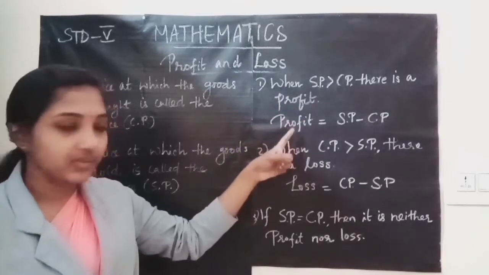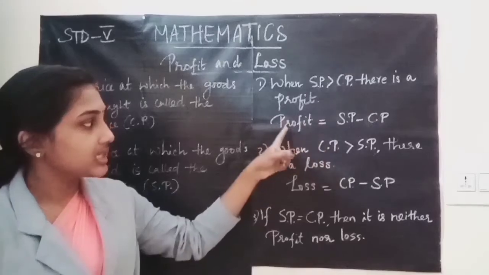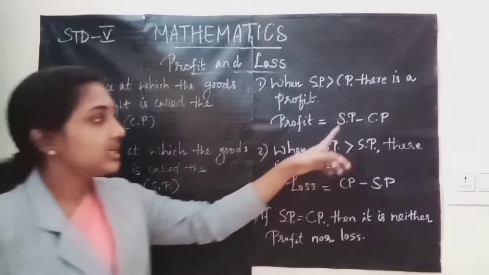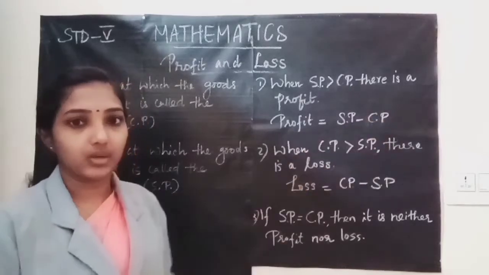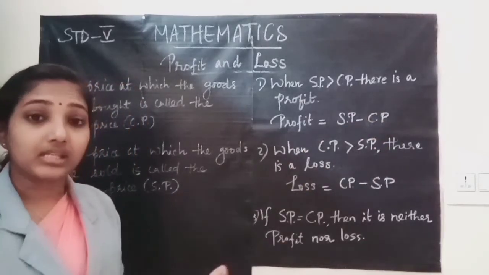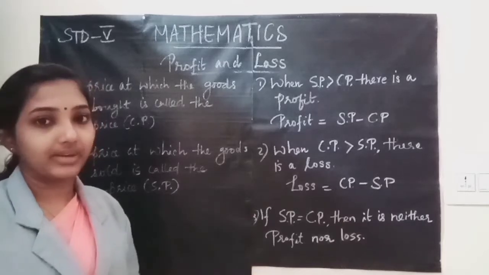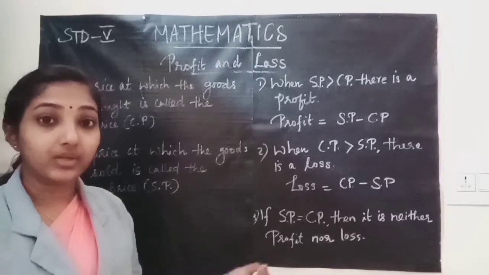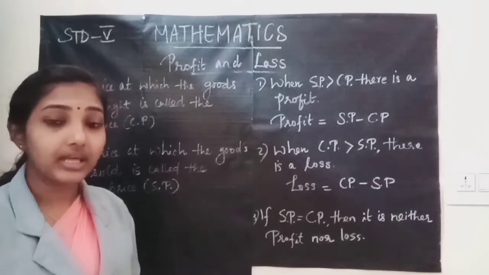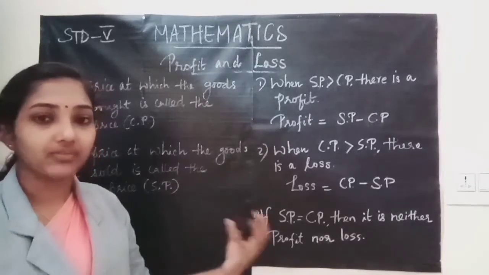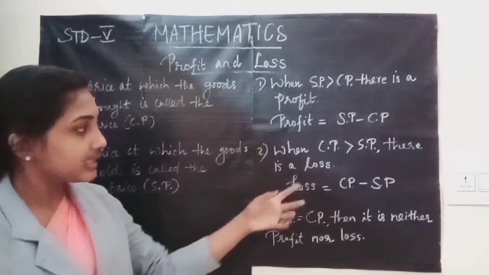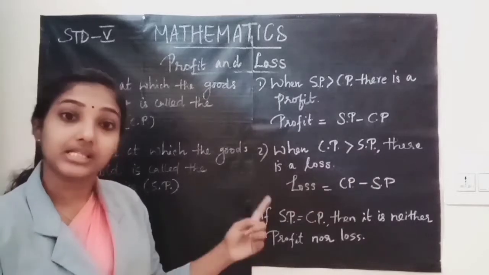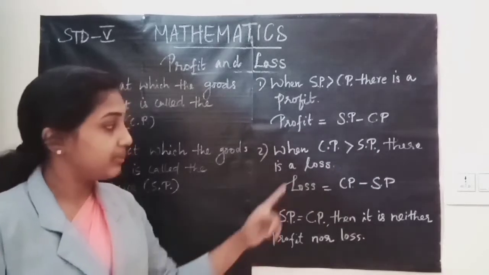Okay, so to find out profit, it is very easy. Profit is equal to SP minus CP. Just subtract selling price minus cost price. Okay, and when cost price is greater than SP, when the amount that we spend to buy something is greater than the amount that we get after selling that same thing, that is, when CP is greater than SP, there will be a loss.